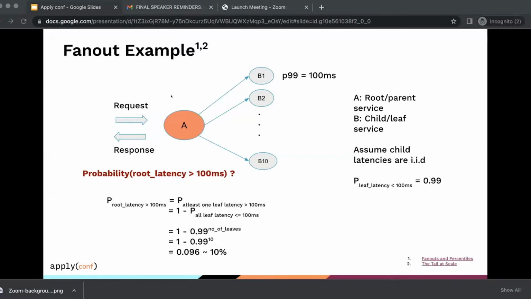So now we want to compute the probability that the root latency is greater than 100 milliseconds. This translates to the probability that at least one of the 10 calls we are making to service B has a latency greater than 100 milliseconds, which in turn is equal to 1 minus the probability that all the leaf nodes have a latency less than 100 milliseconds, which we computed in the previous slide. What we find here is that when we are fanning out to 10 leaves, roughly 10% of the requests will have slow latency, defined as greater than 100 milliseconds.